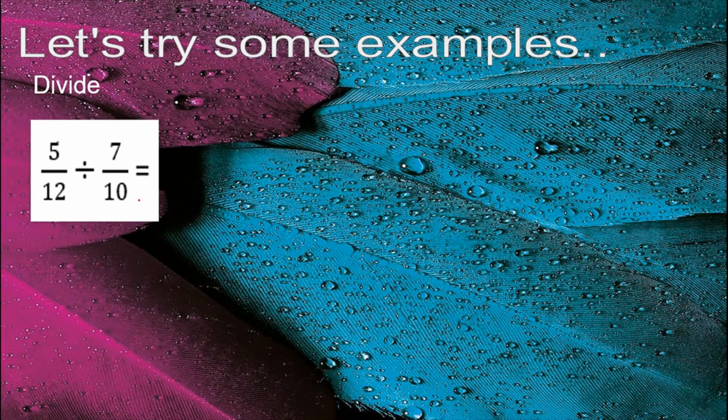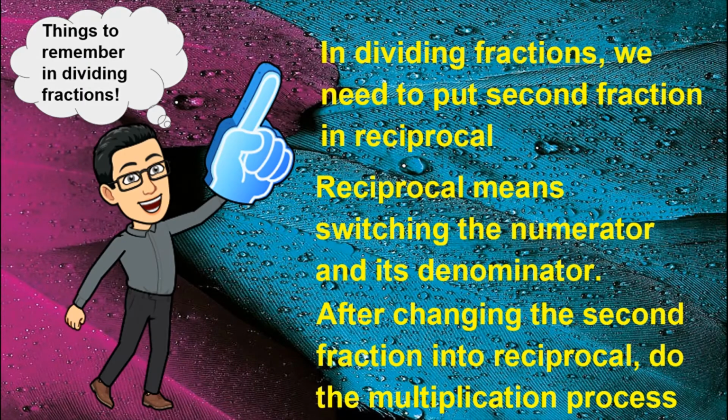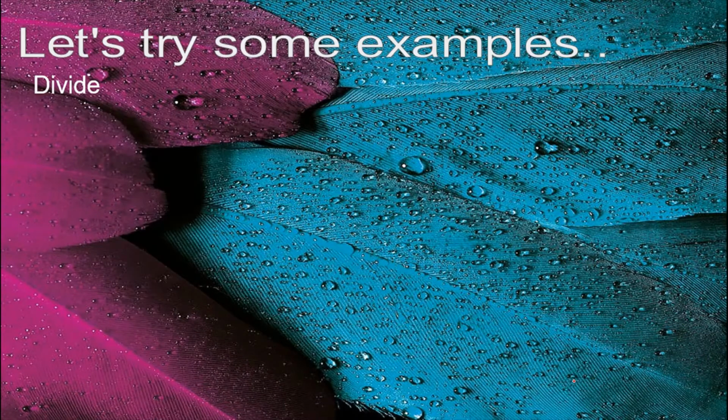When we do the reciprocal, we just switch: the numerator will go to the denominator, and the denominator will be our new numerator. So this is what happened. Okay, so we switch. 7 over 10 will become 10 over 7. So this is what we call reciprocal. After changing the second fraction into reciprocal, we need to do now the multiplication process.